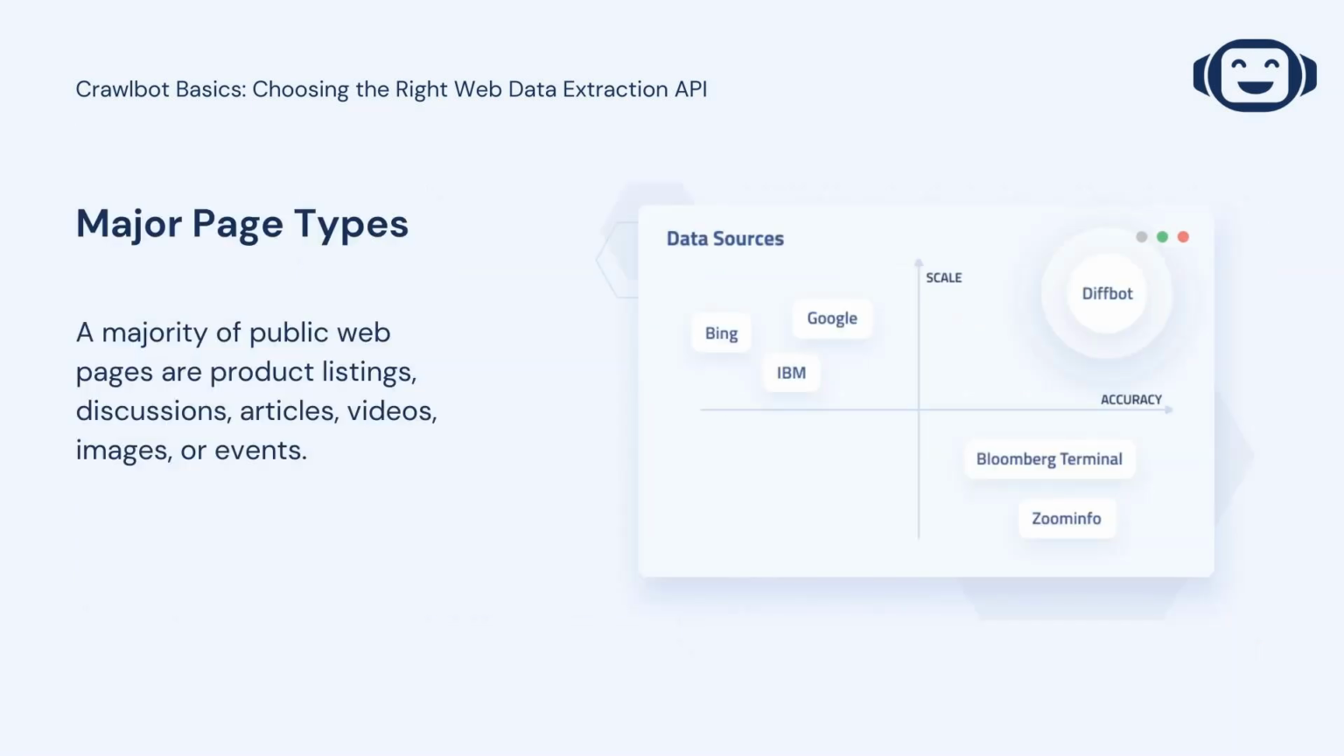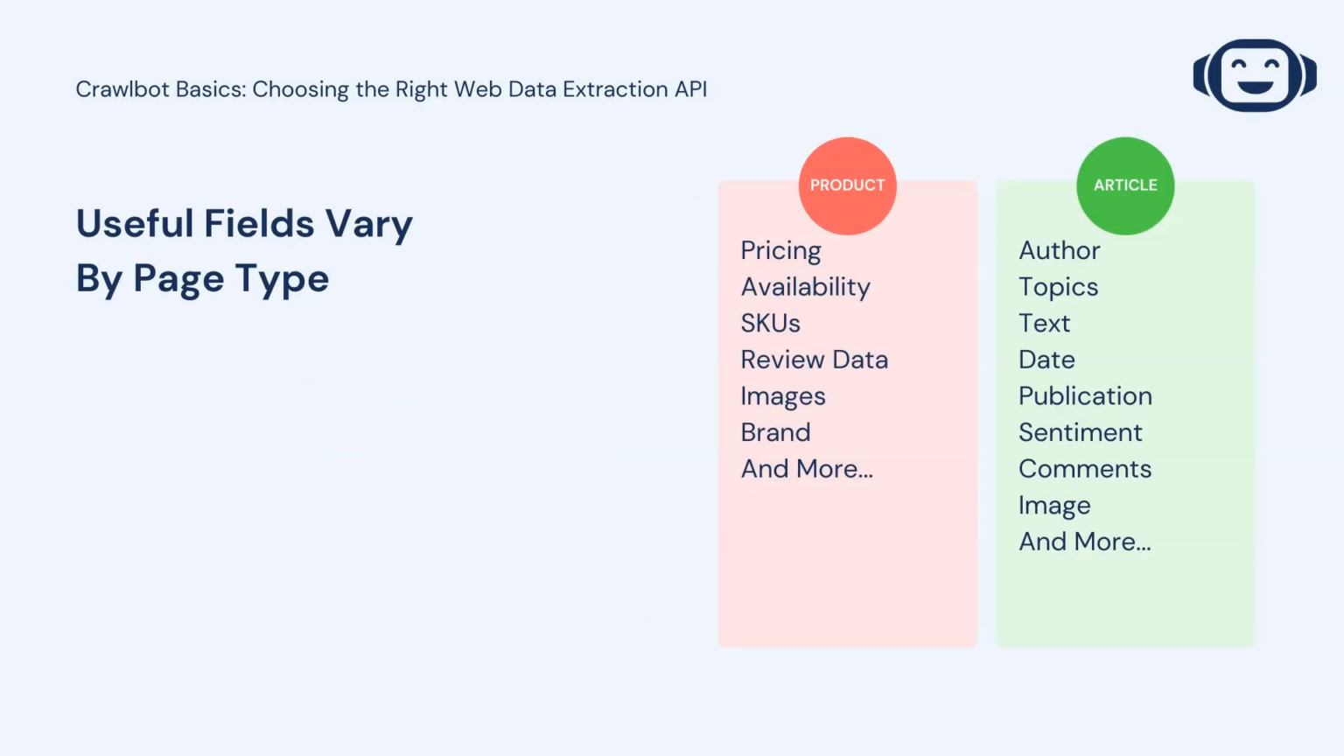So what do we mean by the right type? Basically, each of our automatic extraction APIs is trained to deal with a type of page. A vast majority of the web can be classified as one of a relatively small number of page types, and depending on the page type, the information that's useful to a human is likely different. For example, details that may be useful on a product page could include pricing, availability, SKUs, review data, an image, a brand, and so forth. And so those are the types of fields the product API is trained to return. The list of fields will be different for the article API or the image API.